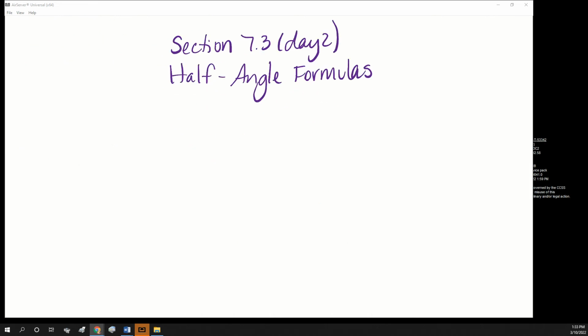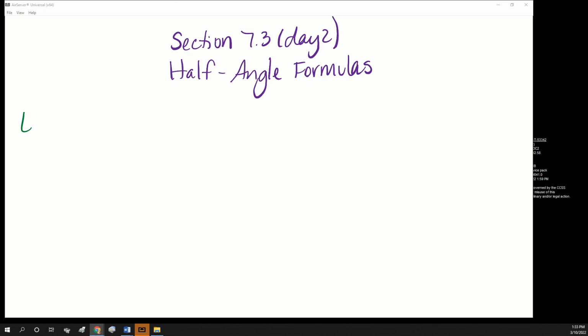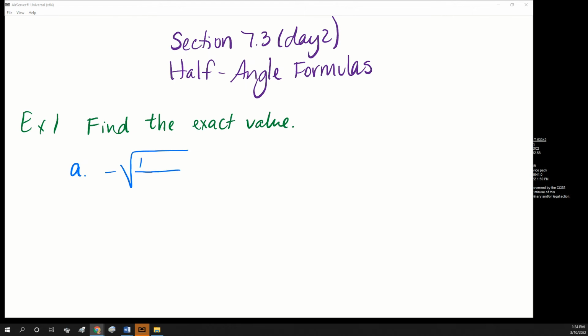All right, and so the first ones, for example 1, we're going to find the exact value. So a lot of times on these formulas, when it asks you to find the exact value, they're asking you to use the formula in reverse. So let me show you what I'm talking about. So for A, we have the negative square root of a fraction. The numerator is 1 minus the cosine of 660 degrees. And then the denominator is just 2.